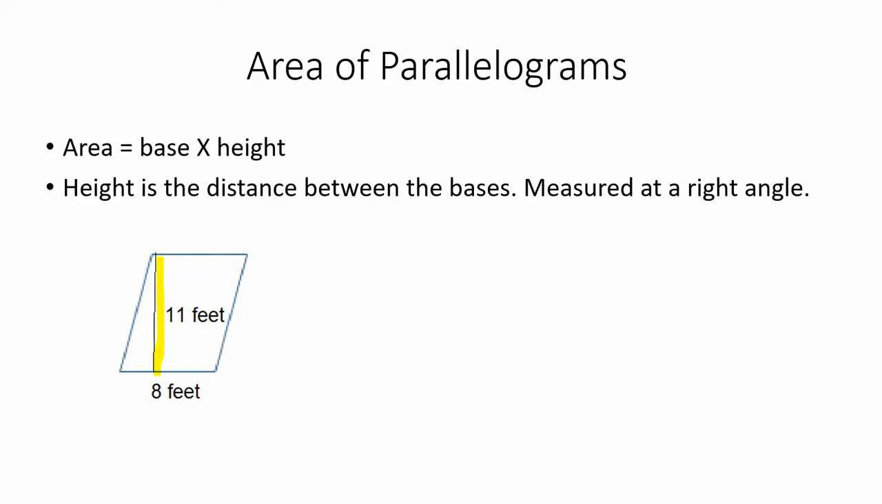So the segment that I highlighted in yellow, 11 feet, is the height. I know that because it goes straight up and down, and where it meets the 8 feet bottom, that's a right angle. We're going to multiply the base and the height to find our area.